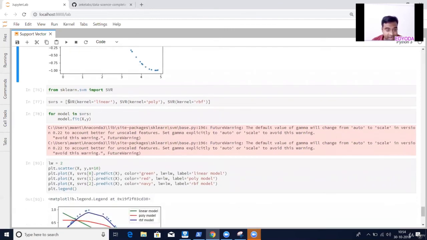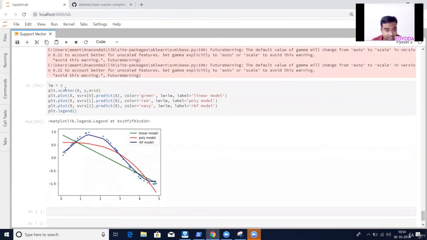Using SVR, we are creating objects of all these three models. We are training the same data on all the models, and we are eventually predicting and plotting the line here, right? So as you can see here, this is the data, the blue one. The green one is the linear model. The red one is the polynomial model. The blue one is the RBF model that you see here. So based on the relationship between the feature data and the target data, our model will be chosen and the kernel will be determined.